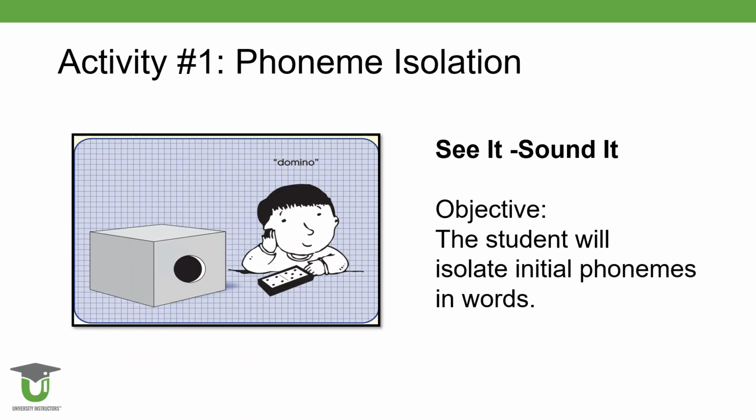This particular phoneme isolation activity asks that students work in pairs, taking turns removing objects randomly from a box. The student removing the item from the box says the name of the item and identifies the first sound. So in this activity, you'd place the box of objects on a flat surface.